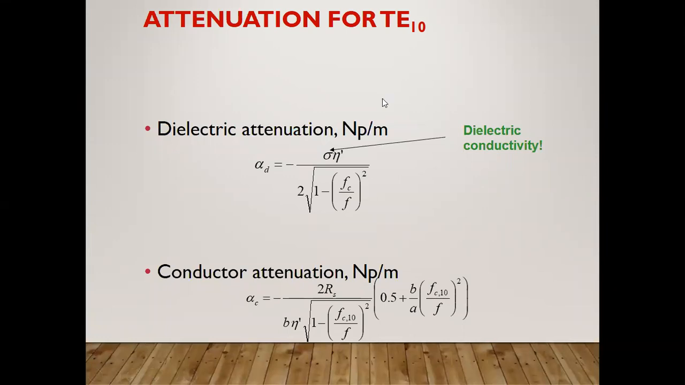If the medium is a dielectric, how can you find the attenuation constant, which is measured in Nepers per meter? You can calculate it easily with the help of the conductivity, the intrinsic impedance, the operating frequency and the cutoff frequency. In this way, the attenuation for a conductor is also possible to calculate.